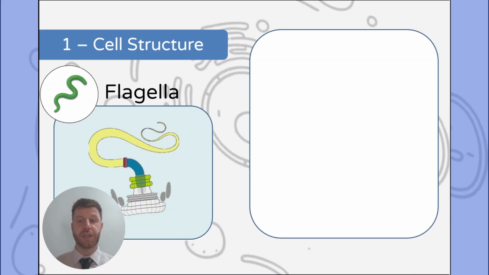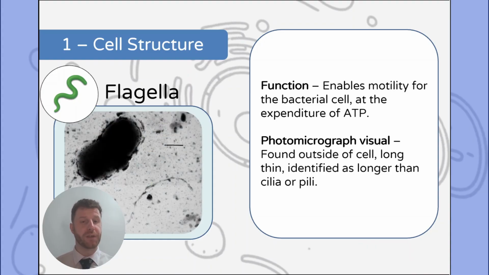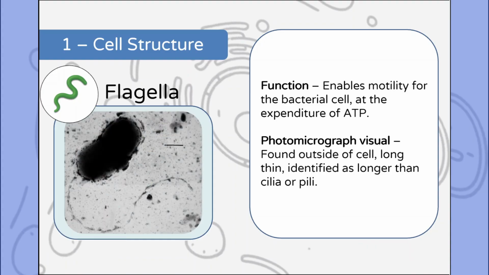I have included another one here, which is the flagella, because it does come up in diagrams quite often and is questioned, and that is that it enables motility, or it's for locomotion. It's at the expenditure of ATP, not energy, remember that's what we're trying to say, and it's the way that bacteria move around. You can see a nice diagram just here of a bacteria or prokaryote with a flagella.